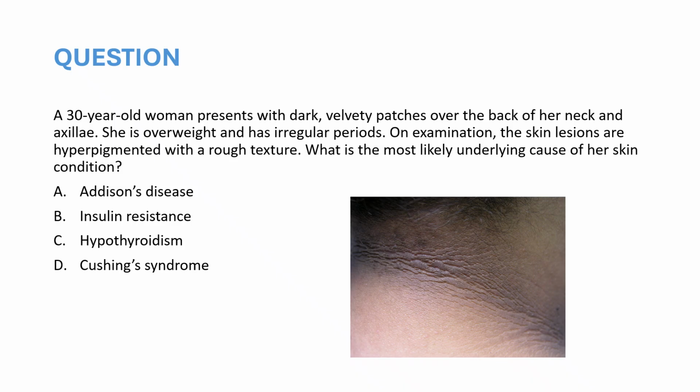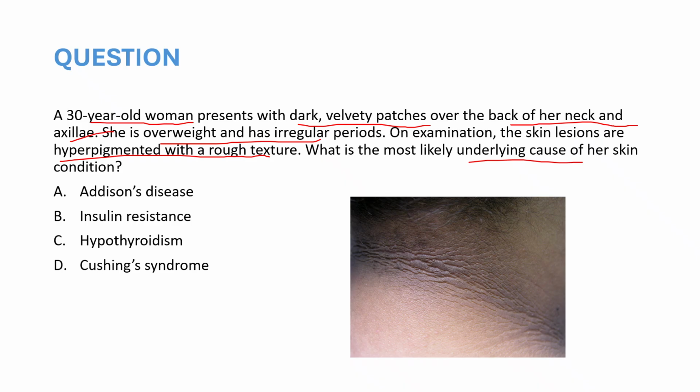We'll see another question. A 30-year-old woman presents with dark velvety patches over the back of her neck and axilla. She's overweight and has irregular periods. On examination, the skin lesions are hyperpigmented with rough texture. What is the most likely underlying cause of her skin condition? So we are not asked to diagnose the skin condition. We are asked to diagnose the underlying cause of the skin condition.